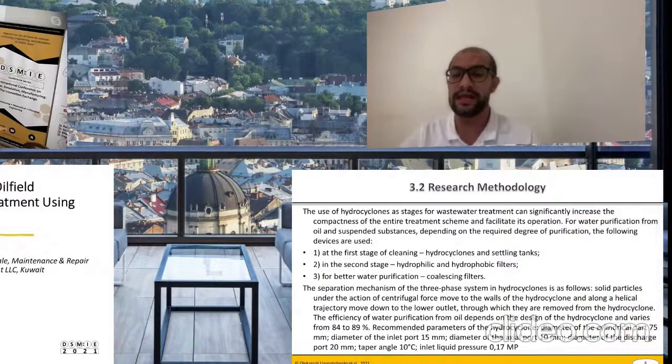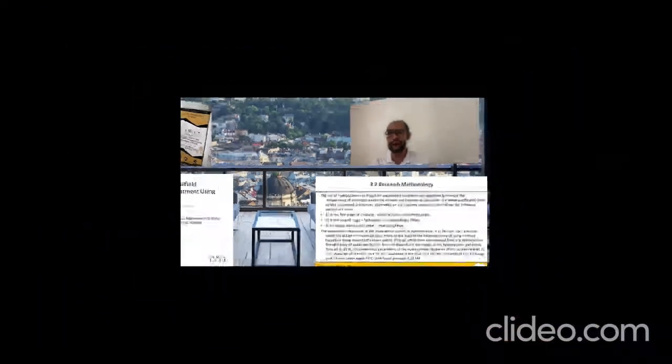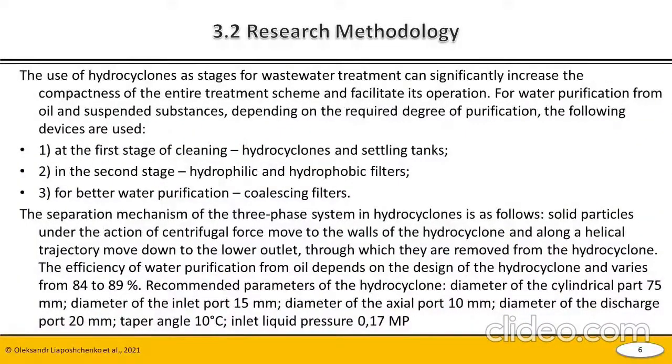The use of hydrocyclones as a stage of wastewater treatment can significantly increase the compactness of the entire treatment scheme and facilitate its operation. For water purification from oil and suspended substances, depending on the required degree of purification, the following devices are used. One, at the first stage of cleaning, hydrocyclones and settling tanks. Two, in the second stage, hydrophilic and hydrophobic filters. Three, for better water purification, coalescing filters.